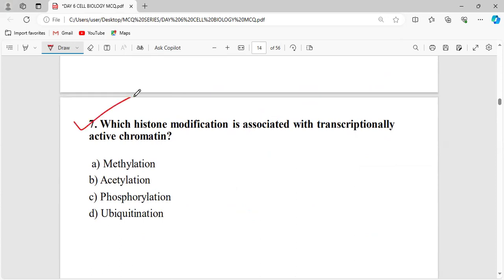Which histone modification is associated with transcriptionally active chromatin? Before that, you should say what is known as active chromatin. What will be the technical term? Active chromatin. Very good. And what modification will happen in the case of active chromatin?